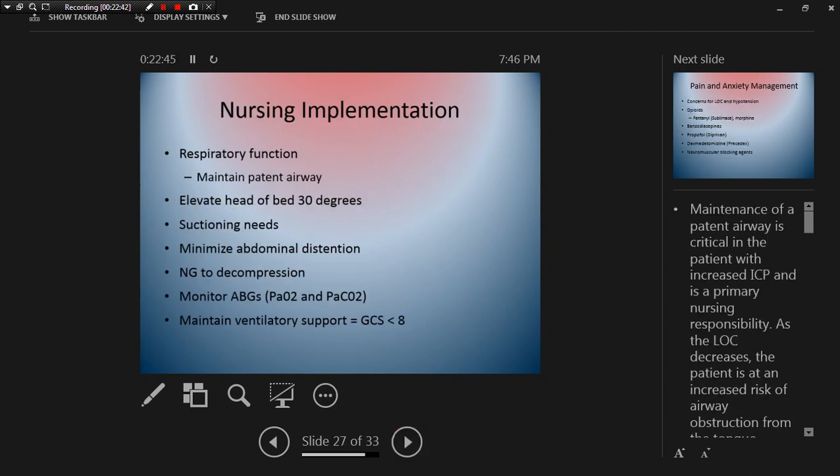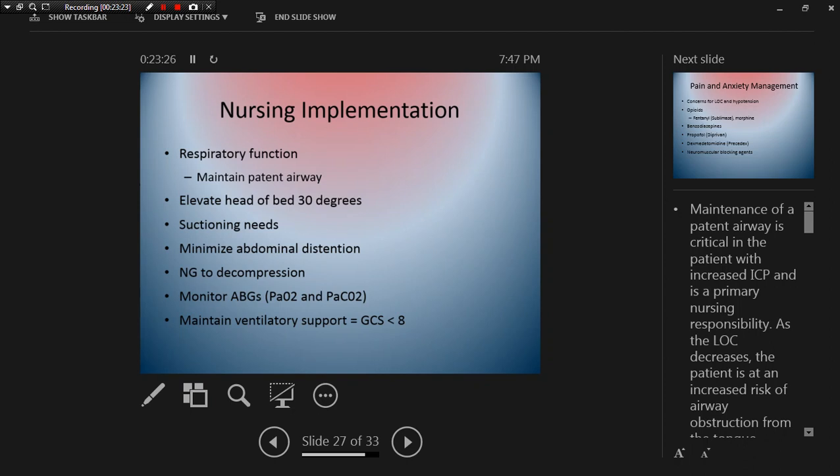So some other things to consider: maintain patent airway, especially if their level of consciousness is depressed. Keep their head of the bed at least 30 degrees. We said this with the head trauma. We also said this with hemorrhagic strokes. Keeping their head of the bed somewhere around 30 degrees maintains a patent open airway, and it's also going to increase venous return from the cerebral vasculature. If we raise them up too high, we have the risk of dropping their blood pressure, altering cerebral perfusion pressure.